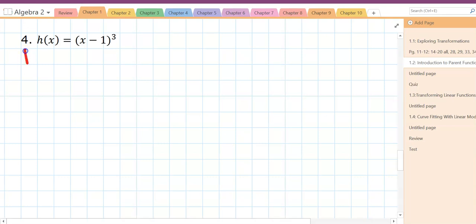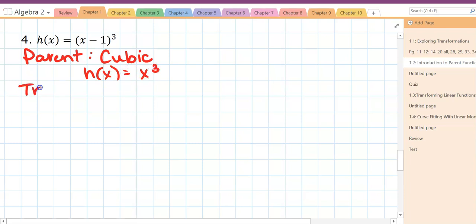So can you guys start by telling me what the parent function would be? Good, cubic. It's got that 3 exponent outside of the parentheses, and so that would go to the x, so it's like x to the third, which would be your cubic function. So the parent one would just be x to the third power. So let's talk about the transformation.